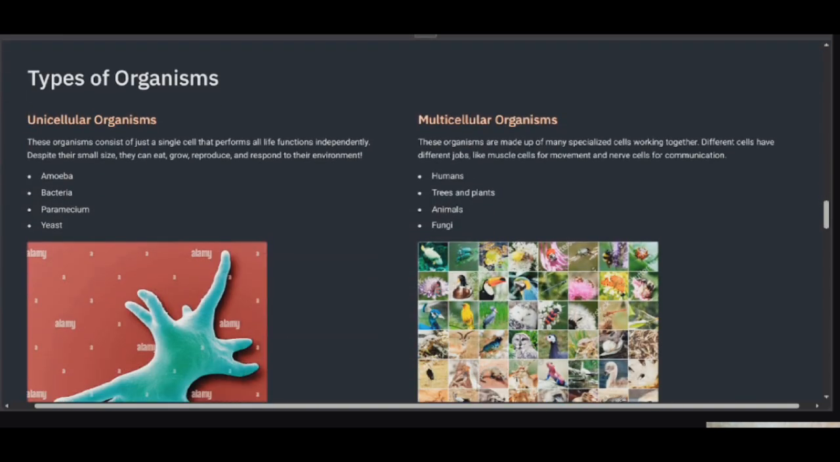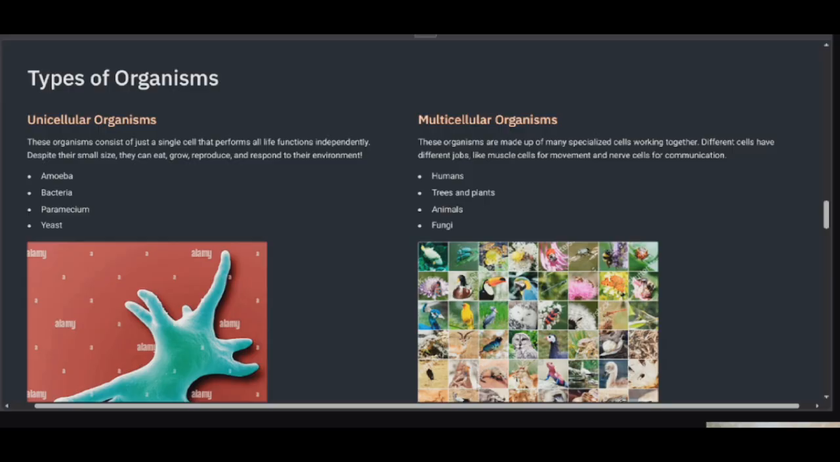Types of organism. The types of organism depend on the number of cells present in them. It is of two types: unicellular organism and multicellular organism. A unicellular organism consists of only a single cell, and that single cell performs all essential life activities for survival. For example, it does reproduction, respiration, excretion, and all important life processes. Despite their small size, they can eat, grow, reproduce, and respond to their environment. Examples of unicellular organisms are amoeba, bacteria, paramecium, and yeast.